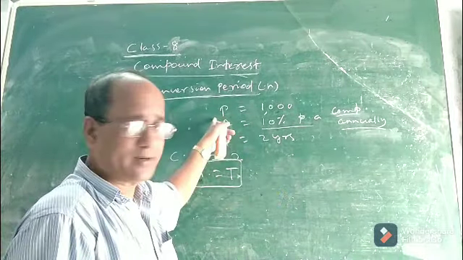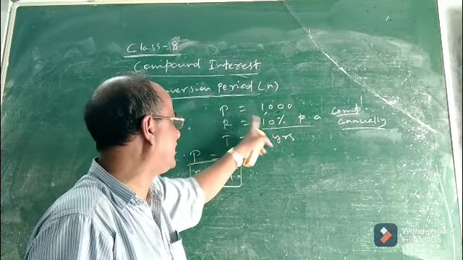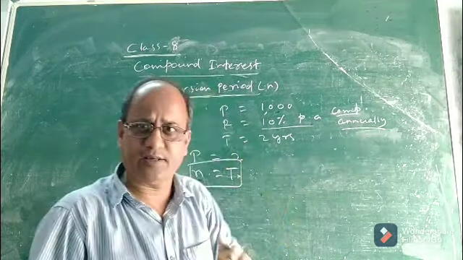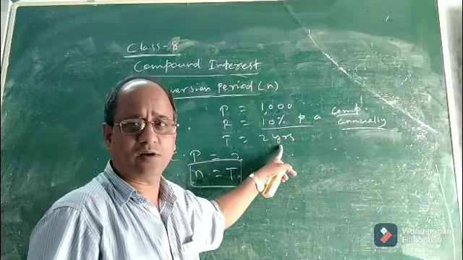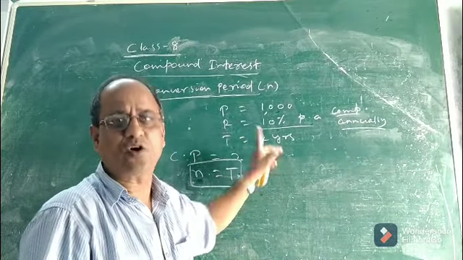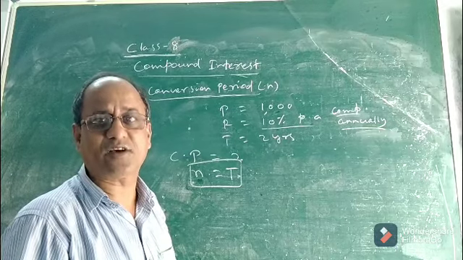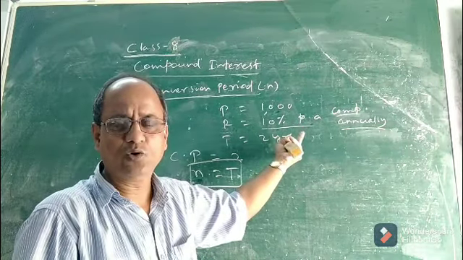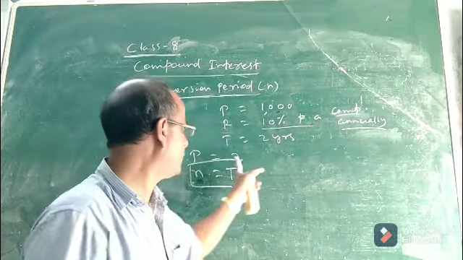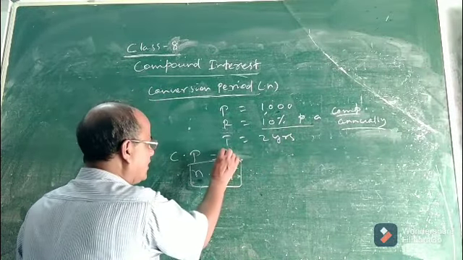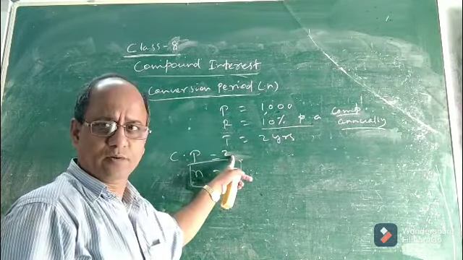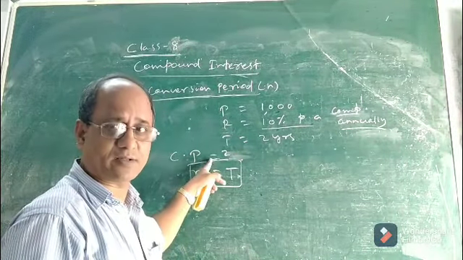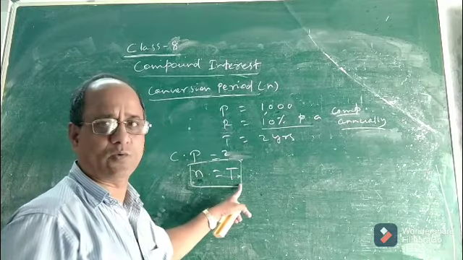So first, suppose the principal is 1000, the rate is 10% per annum, compounded annually, meaning once in every year. And suppose you kept the money for 2 years. How many times will the interest be compounded, charged? It will be 2 times, once in a year, and the time period is 2 years. That means n equals 2. Here CP will be 2. Conversion period is not cost price, it is conversion period, CP. It is 2. That means n equals t.